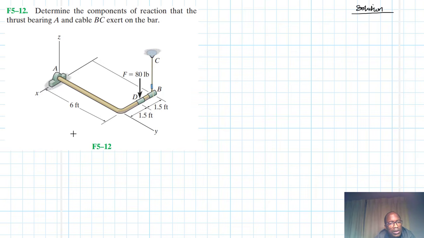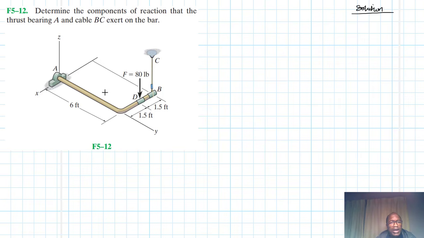Hibbeler. Like we have always said, when you have either a journal bearing or a thrust bearing, for a thrust bearing, it is not free to move in the y direction. Therefore, we are going to have a reaction in the y as well. For a journal bearing, it is free to move along the y-axis. This is a thrust bearing, so we are going to have a reaction along the y direction.